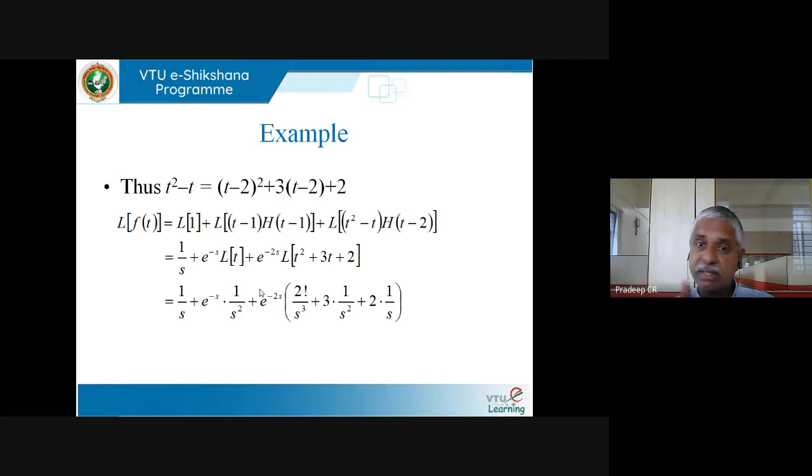Next is inverse Laplace transform. We'll do that from the next class. Thank you for your attention.